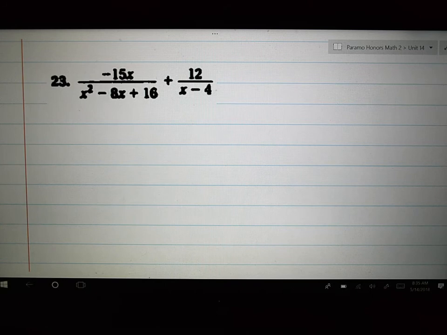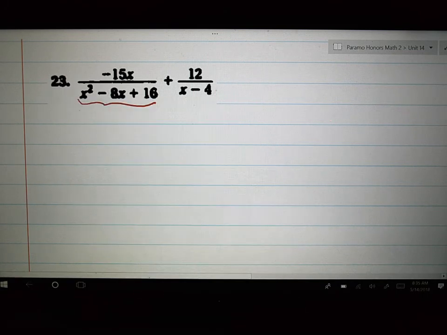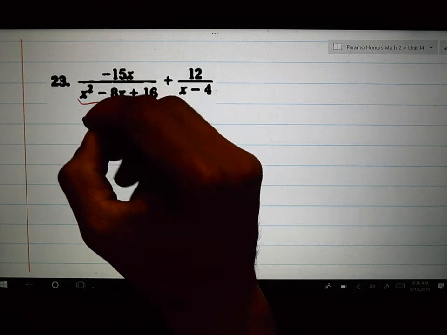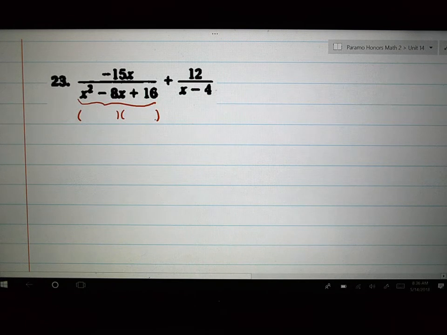Lastly, 23. These two do not have a common denominator yet. But I don't know what this bottom one is over on this side until I factor it. What are its factors? If you know what this factors to, why don't you tell the person you're sitting next to what would go in the parentheses? Go ahead and discuss that real quick.